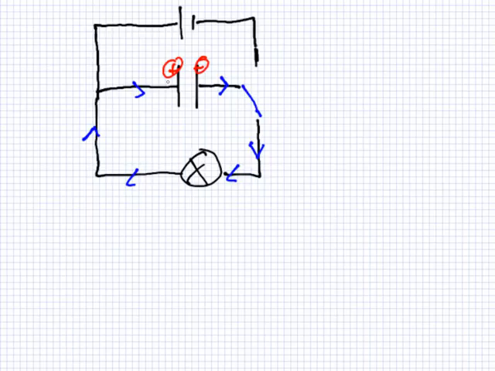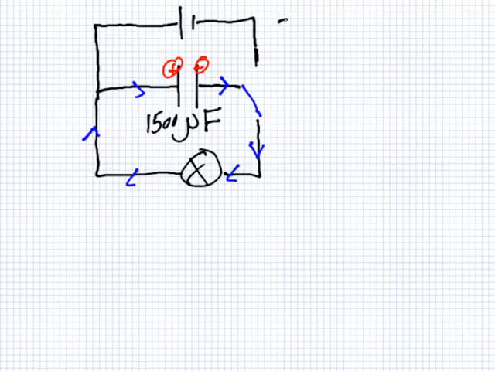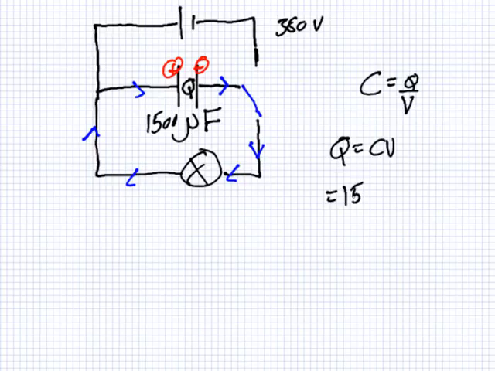Anyways, for this question, the capacitor is 1500 microfarads. Farads, and the voltage is 380 volts. So there's nothing special here. If you want to know what the charge Q is, the formula is C equals Q over V. So the charge is CV, which would be 1500 times 10 to the minus 6 times 380.